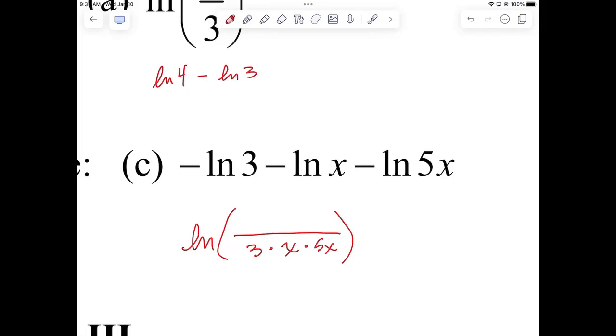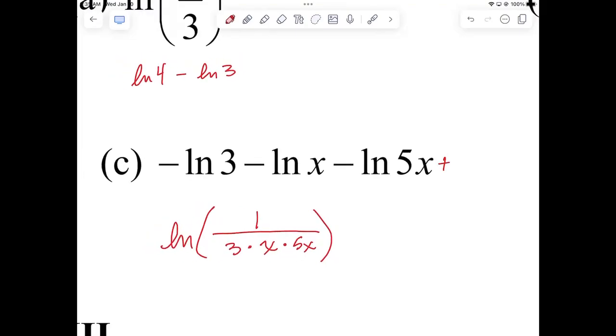Now, what does that leave for the numerator? A 1. Very good. It's like adding plus a natural log of 1 right there. What's the natural log of 1? Natural log of 1 is 0. Okay, so you can add 0 to something, can't you, without changing its value?